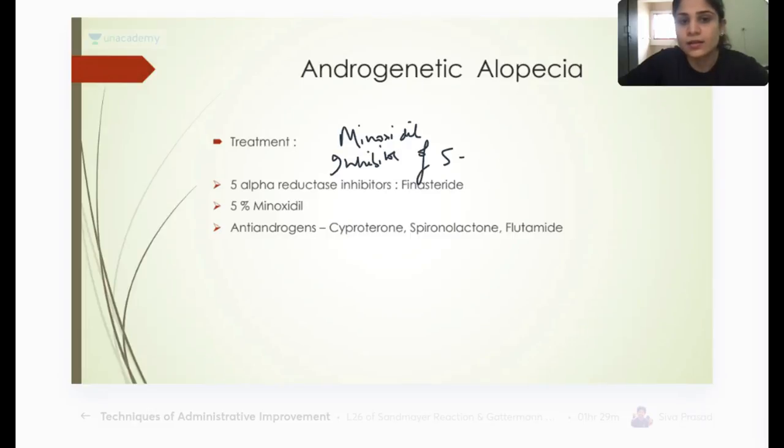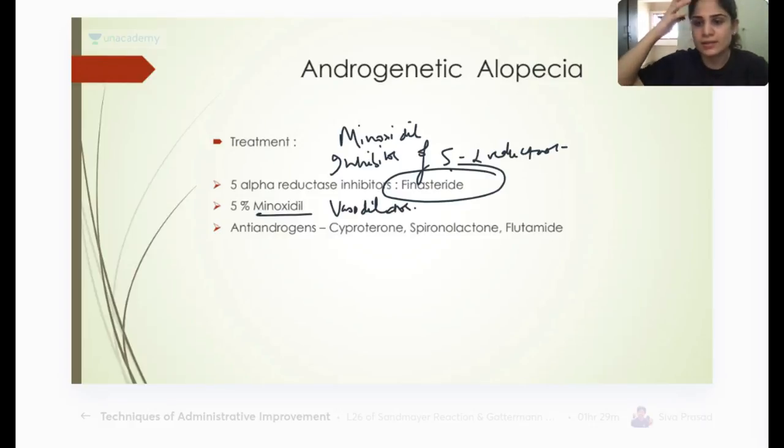And what is the name of that drug? I think many of you all have already mentioned that. That is nothing but finasteride. Okay, all right. Minoxidil, nothing but a local vasodilator. You remember why people say you should take oil massage? If you take oil massage, you are doing nothing but improving the blood circulation on the scalp. So because of that, the hair will grow.